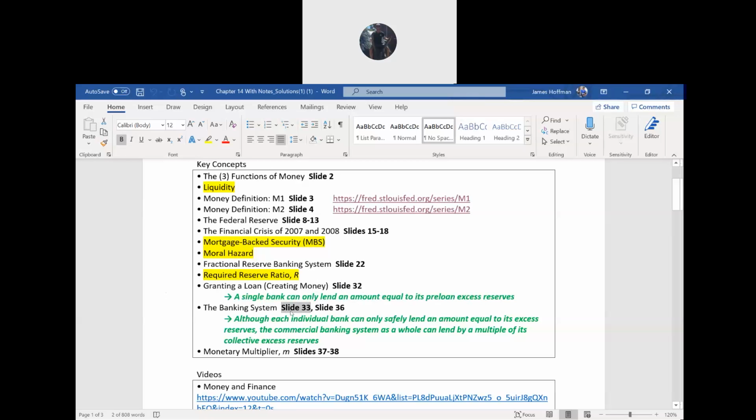All right, so if we look at the banking system as a whole on slide 33, how it relates to this concept of creating money.